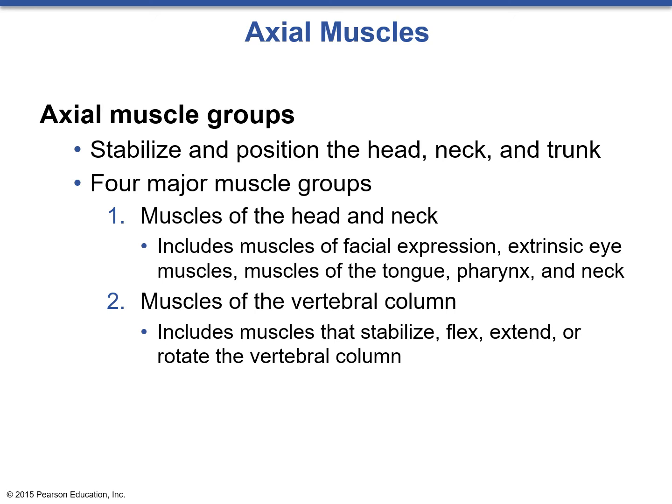Here we're first going to talk about the axial muscle groups. These are going to stabilize the position of the head, neck, and trunk. And they're in 4 major muscle groups. The first 2 are going to be the muscles of the head and neck, and then the muscles of the vertebral column.